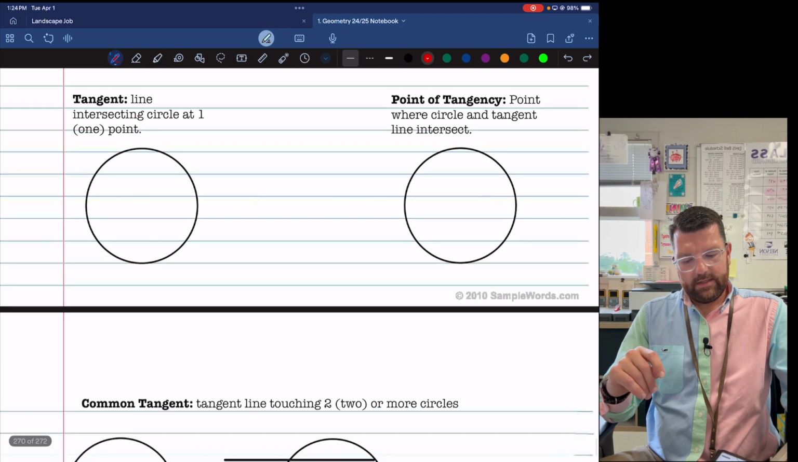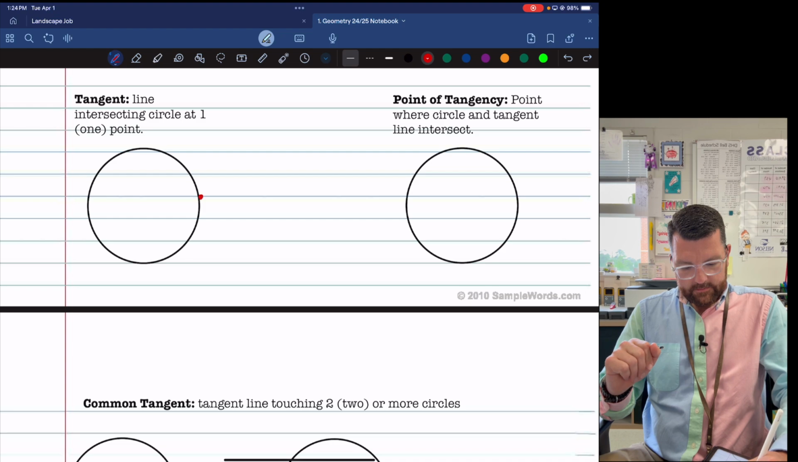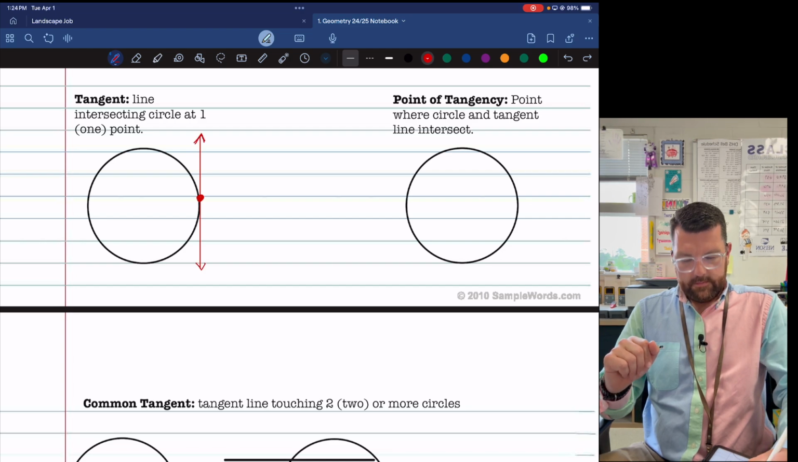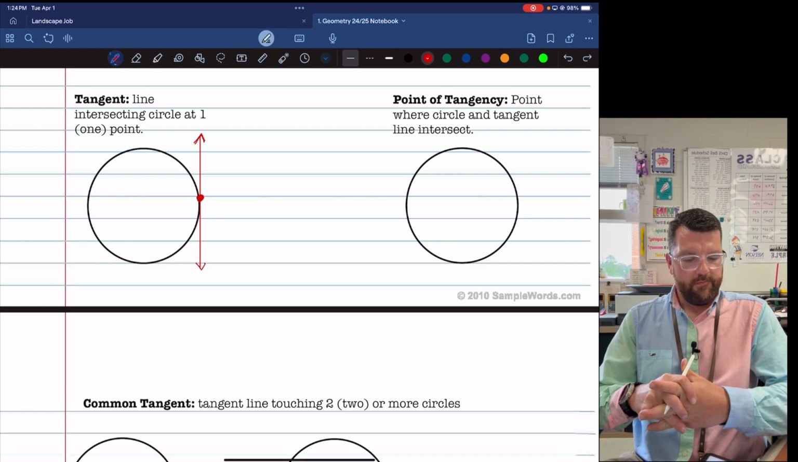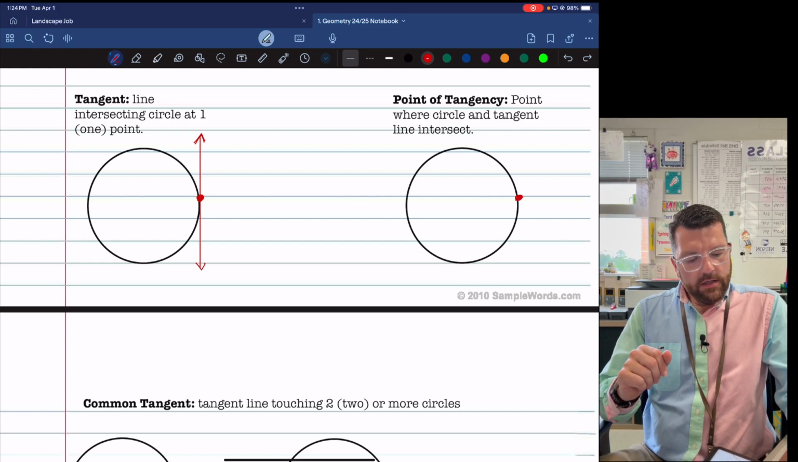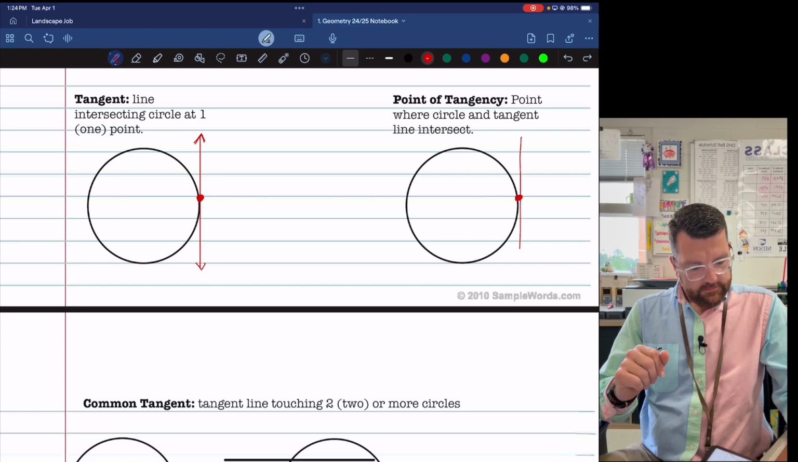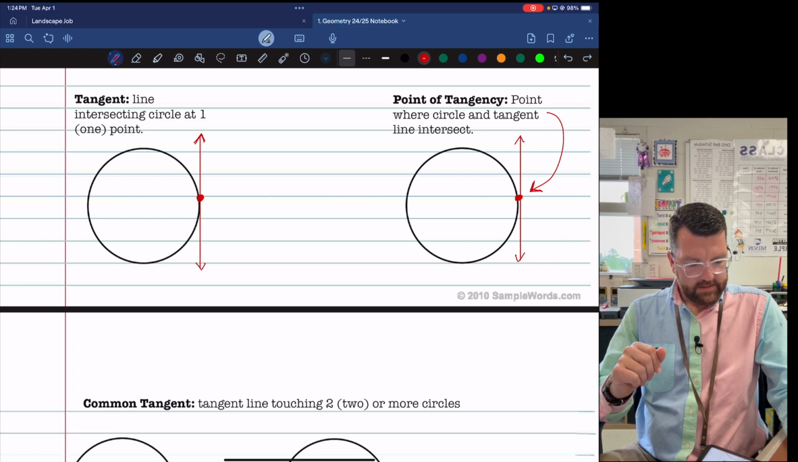A tangent is a line intersecting the circle at 1 point. It's a line on the outside that intersects the circle at one singular point. And the point of tangency is this point. It's the actual point.